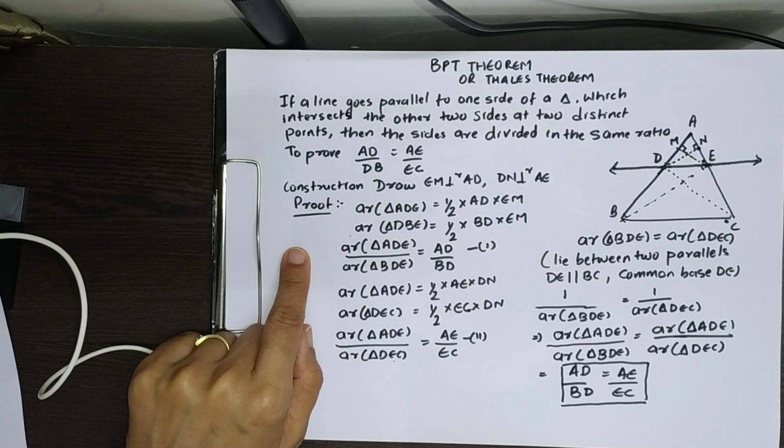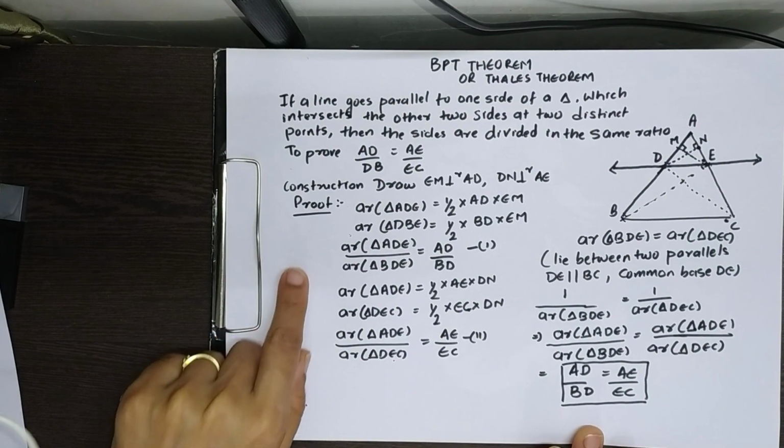I hope you must have understood the proof of BPT theorem or Thales theorem. Now next we will add up corollary and take examples and questions based on BPT theorem, so that the theorem is understood and you will come to know how the theorem has to be implemented. Okay, I hope this particular theorem is clear now. Thank you.